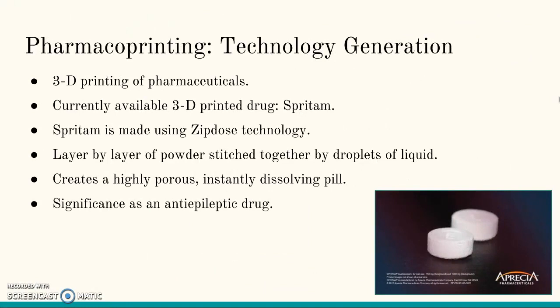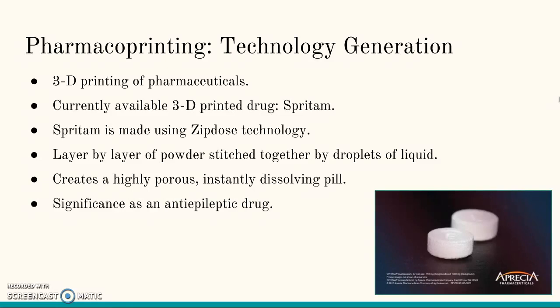Pharmacoprinting describes the process of using additive manufacturing procedures to fabricate printed pharmaceuticals. There is currently one available 3D printed drug called Spritam, which is an anti-epileptic drug. Spritam is made using ZipDose technology, which is a type of 3D printing that prints layer by layer of powdered medication that gets stitched together by droplets of liquid, causing microscopic bonds forming a matrix structure that forms a pill as shown in the bottom photo.